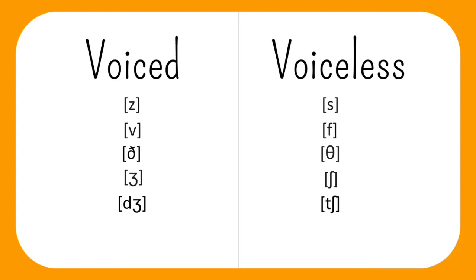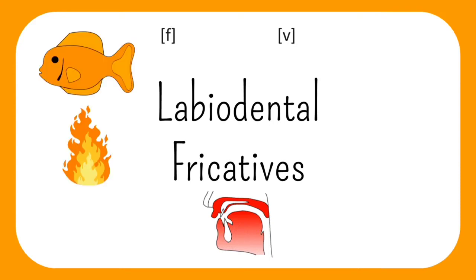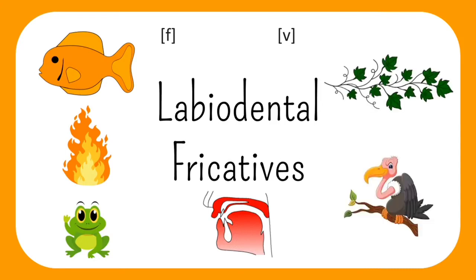So now we've categorized them in terms of voicing, let's look at the places of articulation. That means where in the mouth the sound is physically produced. These two are known as the Labiodental Fricatives, and as the name suggests, involve the teeth and the lips. F is the voiceless sound of the pair, seen in words such as fish, fire, and frog. V is the voiced, seen in words like vine and vulture.